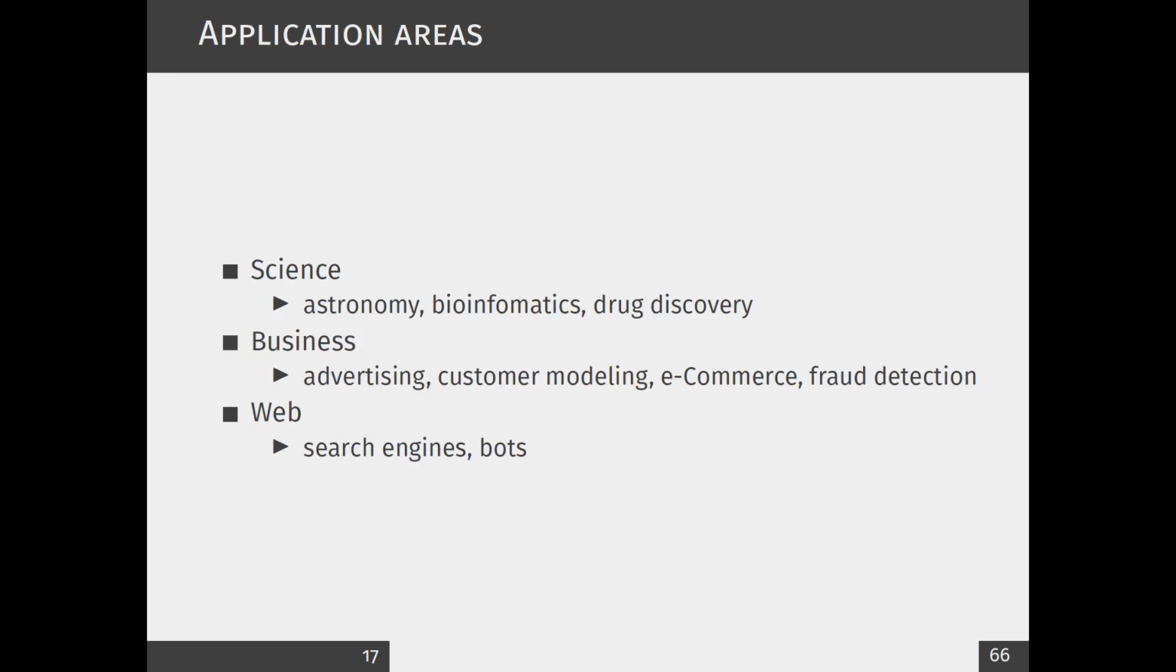So the first one, if you look at the application nowadays, machine learning is everywhere. So in here, I have listed some of the examples from the book. In science and astronomy, bioinformatics, drug discovery, machine learning is heavily used. In business, we can use machine learning for advertising, customer modeling, e-commerce, fraud detection. These are some of the examples. In web, we can use it for search engine and bots. Right? So there are a lot of applications you can think of, looking at what is happening today in machine learning.